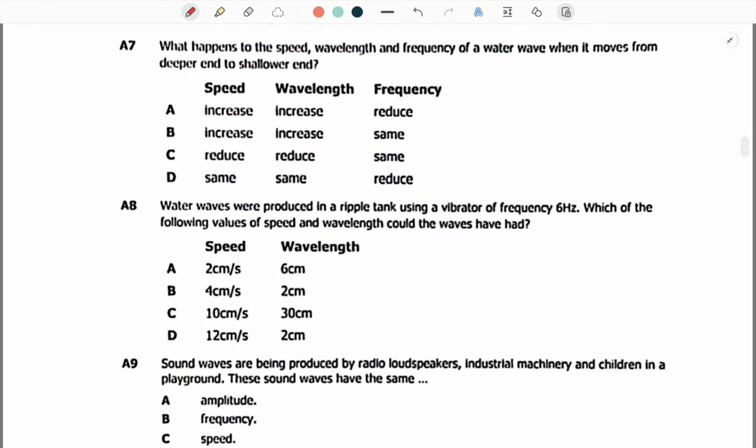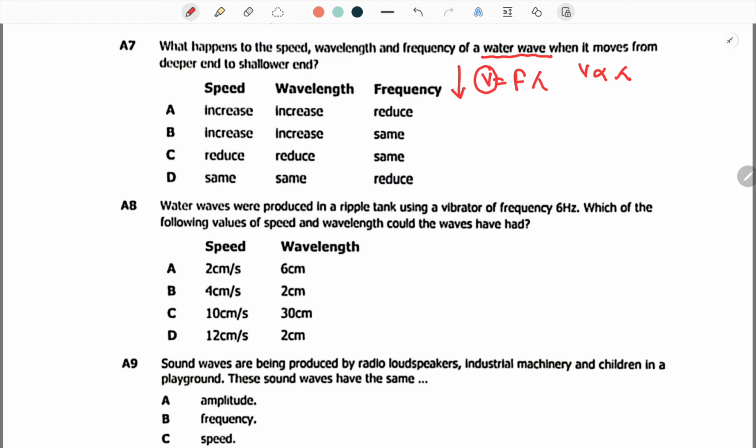Okay, what happens to the speed, wavelength, and frequency of a water wave when it moves from a deeper end to a shallow end? So I want you to remember something. The velocity is actually given by frequency multiplied by the wavelength. When you move a water wave from a deeper end to a shallow end, what you're going to expect is this: its speed will eventually reduce.